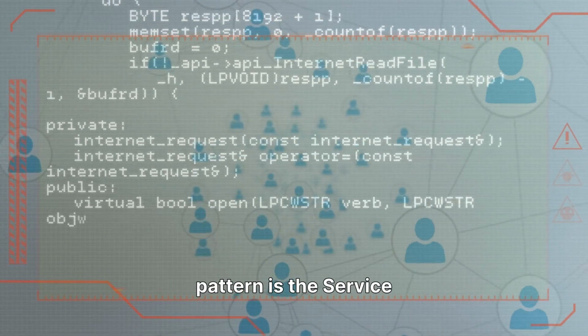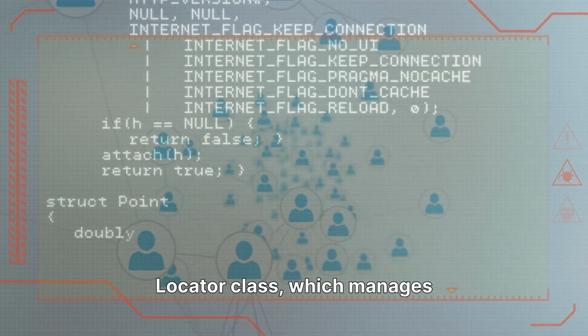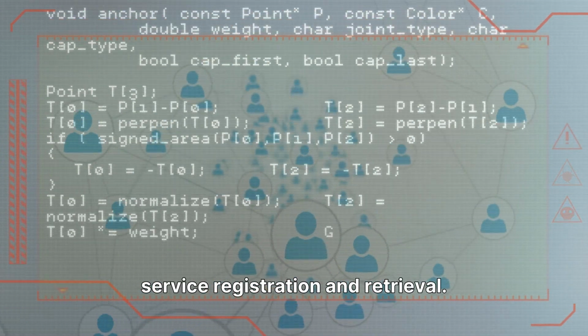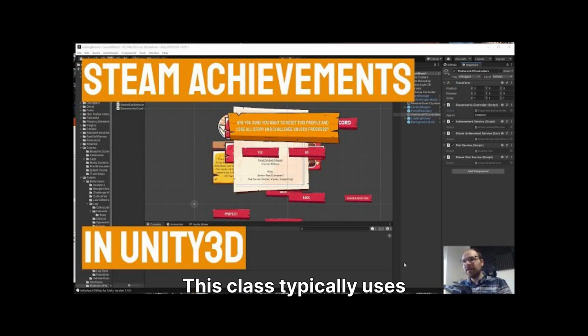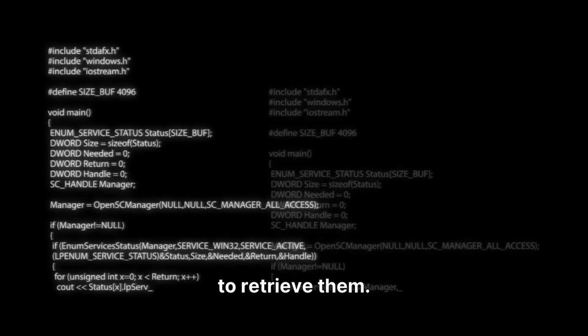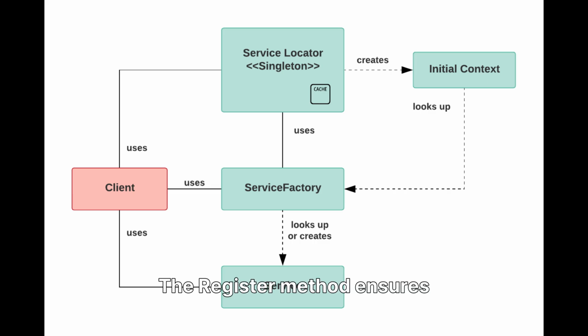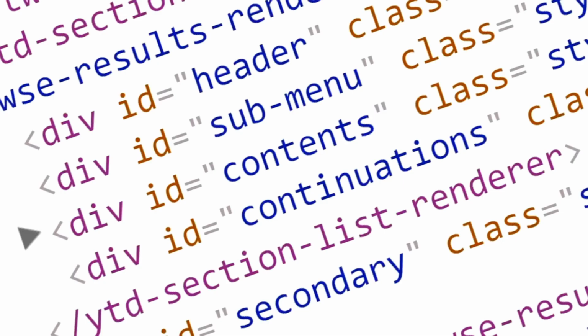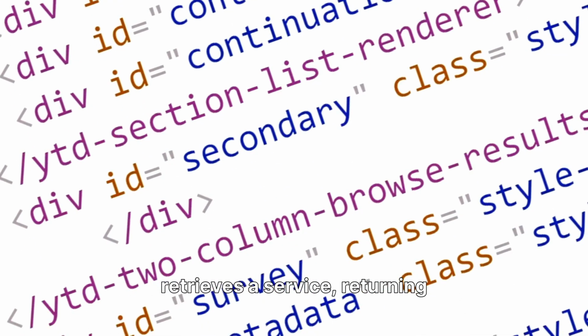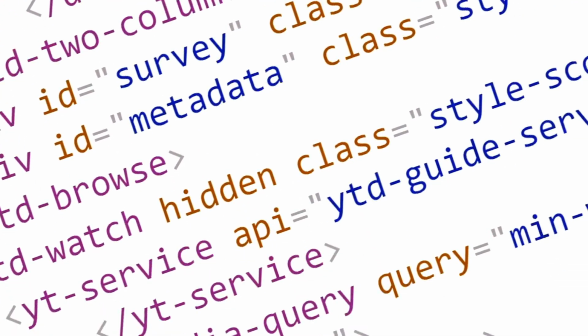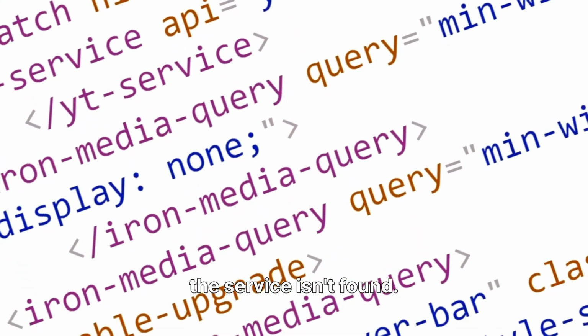The core of the pattern is the Service Locator class, which manages service registration and retrieval. This class typically uses a dictionary to store services, mapping the service type to its instance. We'll add a register method to add services and a get method to retrieve them. The register method ensures that a service is available for use, associating its interface with its concrete implementation. The get method safely retrieves a service, returning a default value or logging an error if the service isn't found.